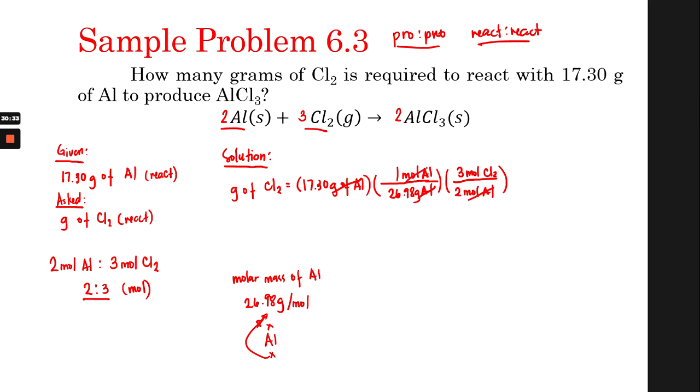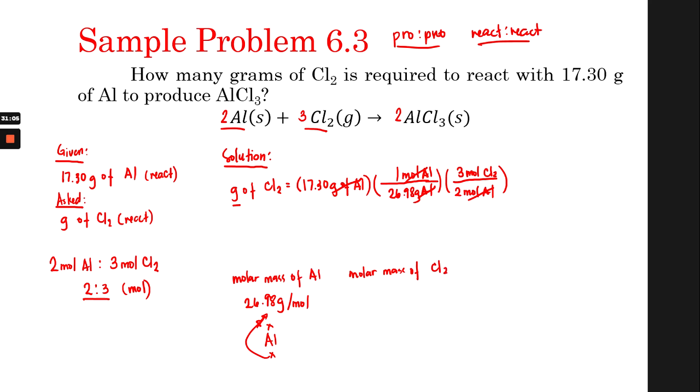So the aluminum gets cancelled. We have 3 moles of Cl2 left. Since we are looking for grams, well, if let's say you're looking for moles here and not grams, then this is done. You just have to compute this. But since we are looking for grams, we have to convert this 3 moles of Cl2 to grams of Cl2. And you just have to find the molar mass of Cl2.